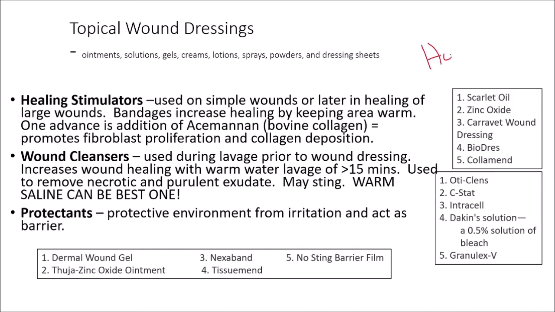Some wound cleansers that we can use to lavage prior to the wound dressing, especially if we do it with warm water for more than 15 minutes, can help to remove necrotic and purulent exudate. It could sting, so be careful. Warm saline can really be the best thing that we use to cleanse the wound, but we can use Eau-de-Cleanse, C-Stat, Intracell, Dakin solution, which is a 0.5% solution of bleach, and Granulex V.